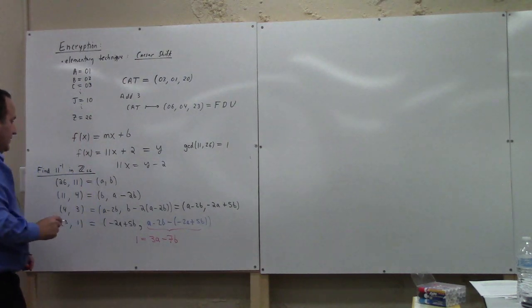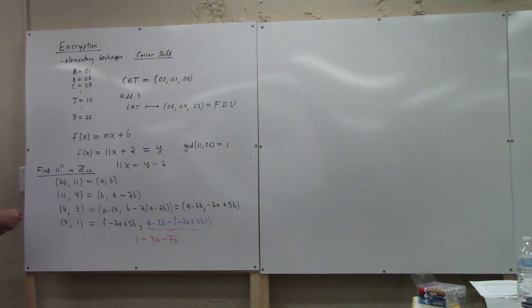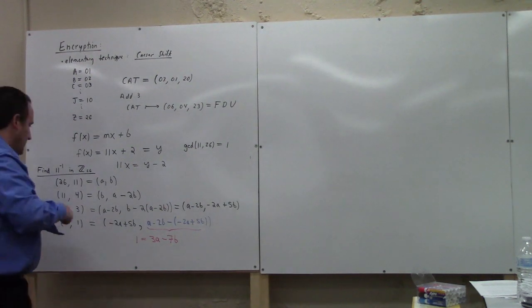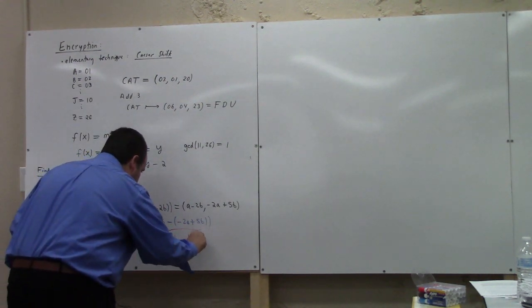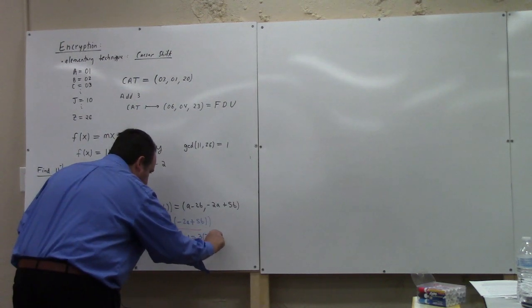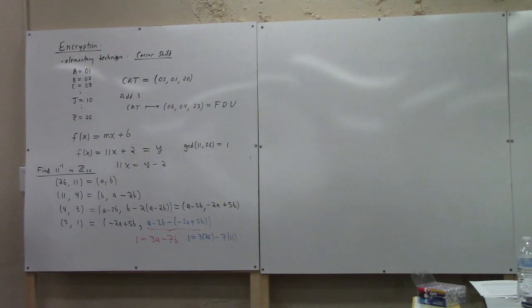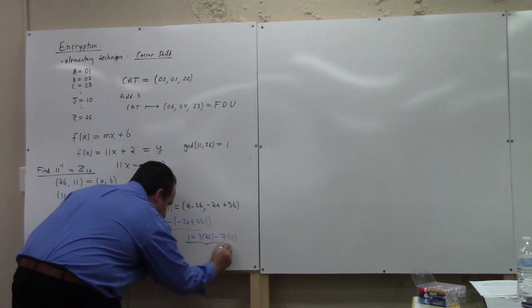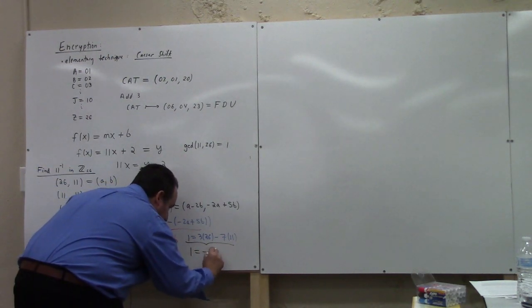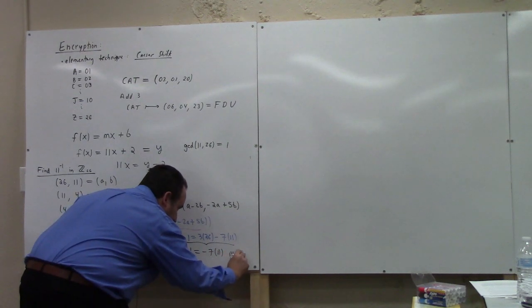But remember what A and B are? 26 and 11. So what that tells me is that 1 is equal to 3 times 26 minus 7 times 11. Right. So I look at that equation and I must interpret it modulo 26. Modulo 26, that reveals that the inverse of 11 is minus 7. So this tells me that 1 is equal to minus 7 times 11 mod 26.